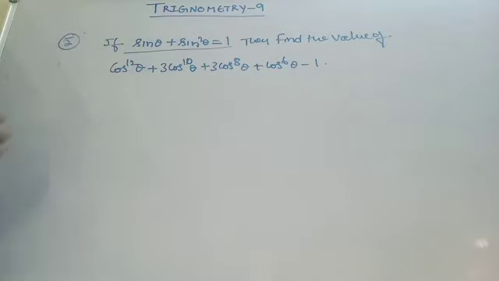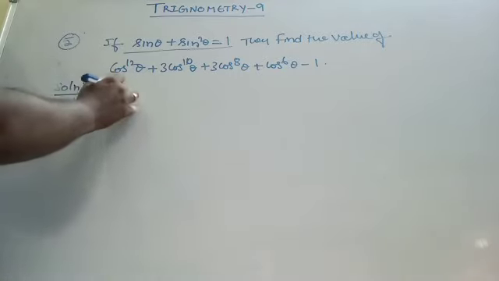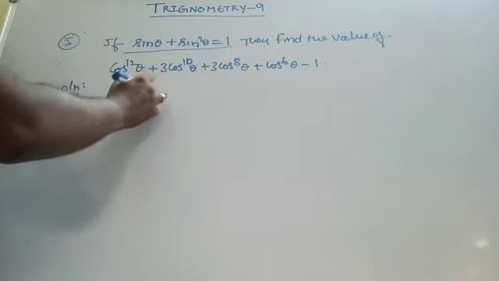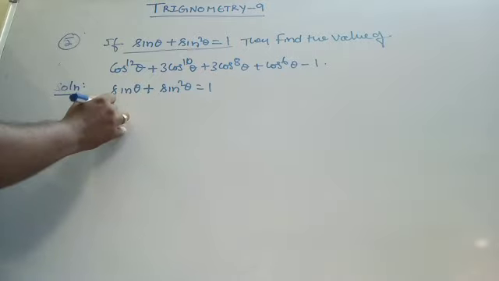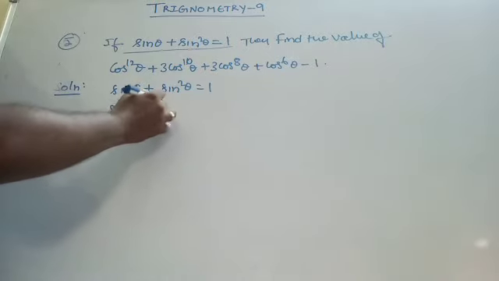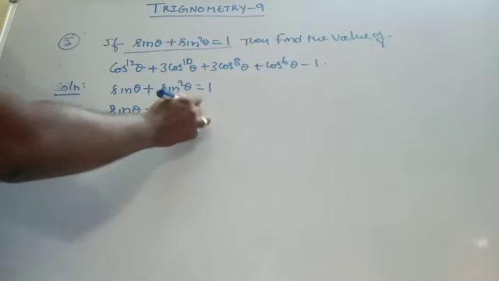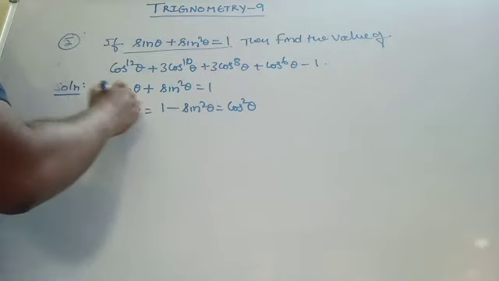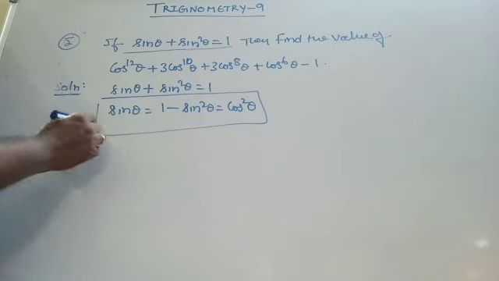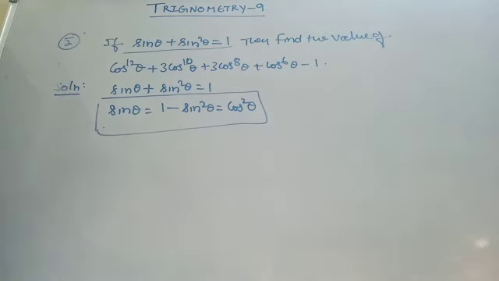You see, my dear students, they given sine theta plus sine square theta is equal to 1, right? From this, sine theta is equal to 1 minus sine square theta, right? That means it is equal to cos square theta. That means we have got a wonderful thing: cos square theta is equal to sine theta. We have got a wonderful substitution, sine theta is equal to cos square theta.